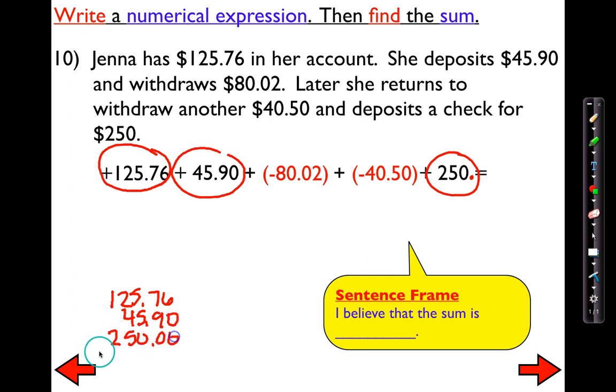I'm going to put zeros as some placeholders. 6 plus zeros is 6, 7 plus 9 is 16, 5 plus 5 is 10, plus 1 is 11, making sure I bring down the decimal real quick before I forget. 4 plus 5 is 9, plus 1 is 10, plus 2 is 12. 1 plus 1 is 2, plus 2 is 4. So we've combined that there is 421 and 66 hundredths positives. Actually, I should say $421.66.